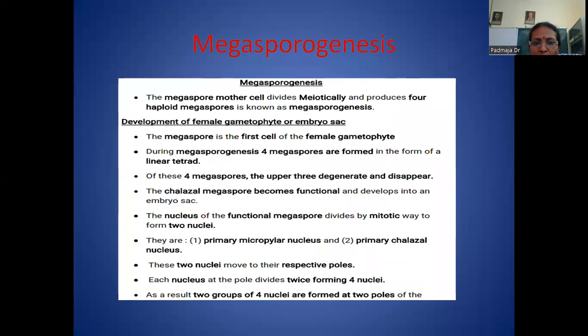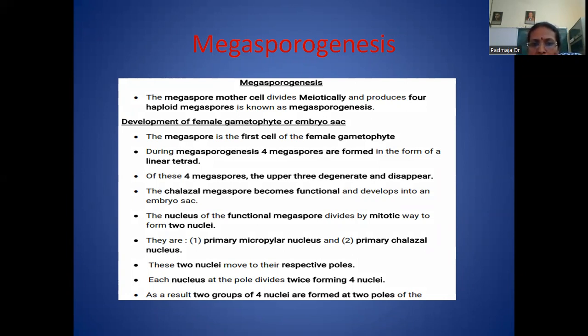And now, megasporogenesis. What is meant by megasporogenesis? Formation of megaspores from megaspore mother cells is known as megasporogenesis. And where are these megaspores present? The nucellus is the tissue present inside the ovule, and the nucellus gives rise to megaspore mother cells. The nucellus is diploid, and the megaspore mother cell is diploid. This megaspore mother cell undergoes meiotic division. As a result, 4 haploid megaspores are formed. This formation is known as megasporogenesis. This whole process takes place in the ovule.